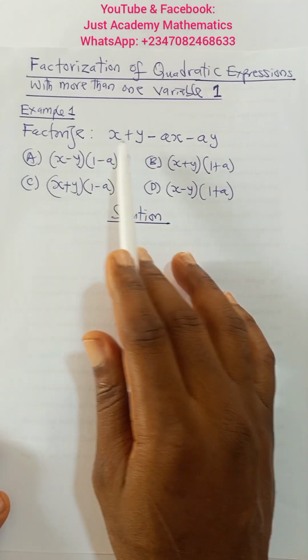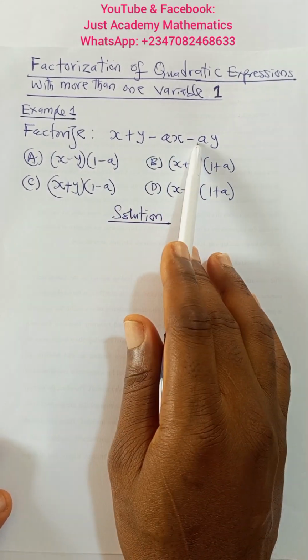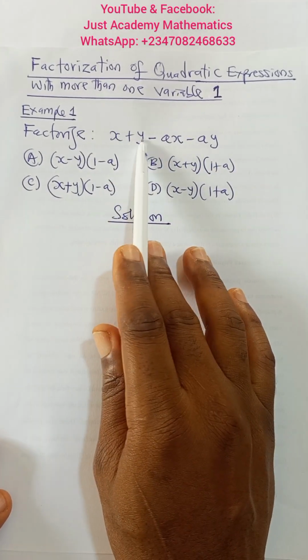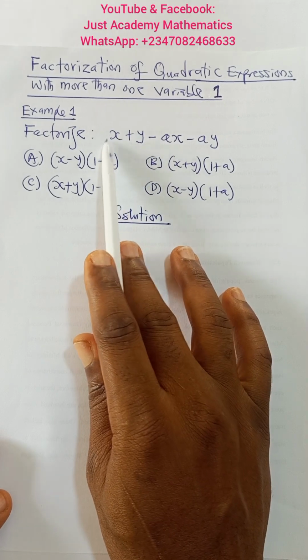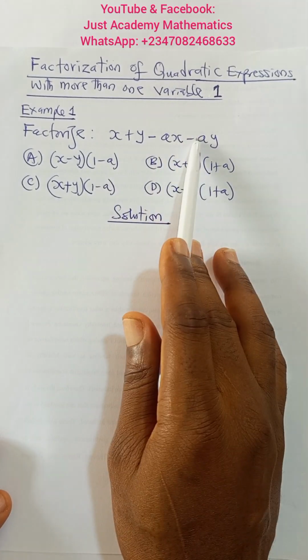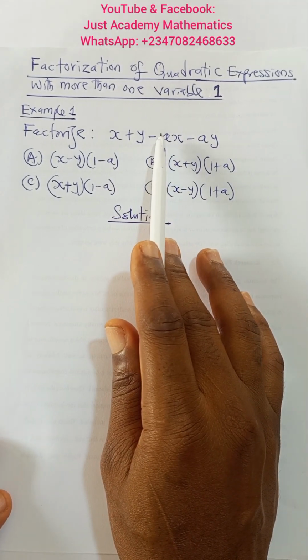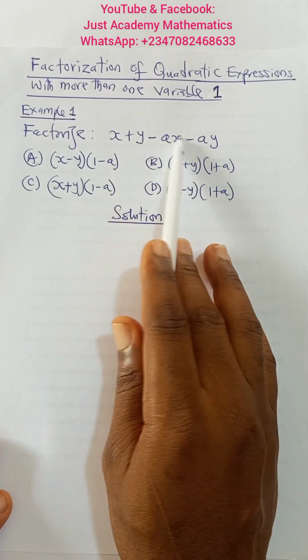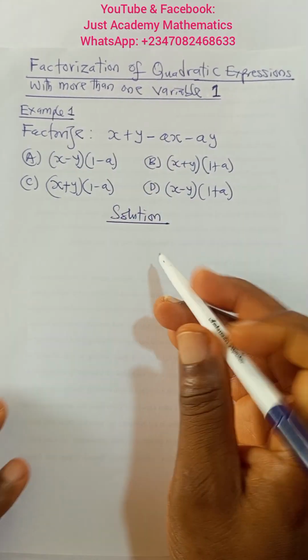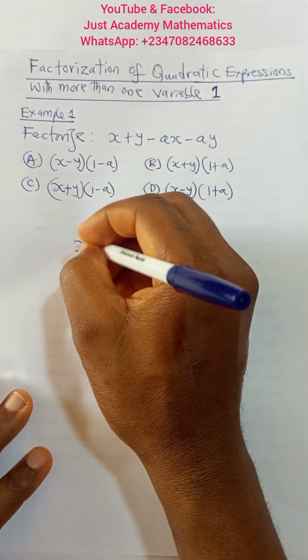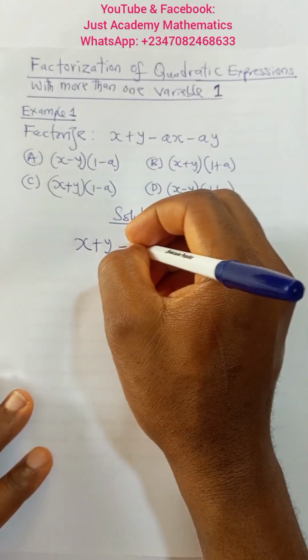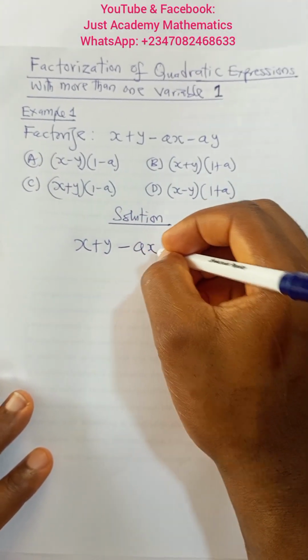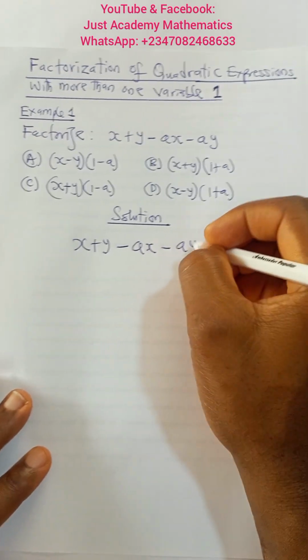But let's see. If we consider it as it is now, in this pair, nothing is common, so 1 will come out. In this pair, minus a is common, so if minus a is out, it will remain x plus y. So that will work, because that will help us to have the same bracket. This is what I mean. So we have x plus y minus ax minus ay.